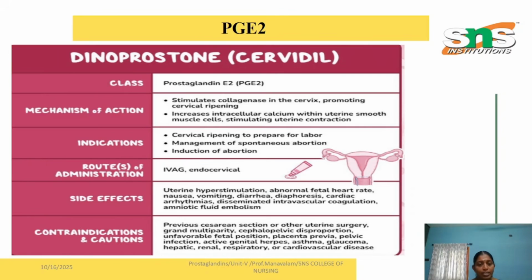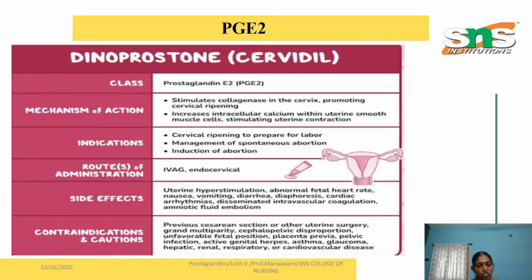In case of grand multiparity, more than 4 or 5 deliveries the mother underwent, the muscle doesn't have that much power, so we should not administer it, as it can cause uterine rupture. Next is cephalopelvic disproportion and unfavorable fetal position. We should not administer because normal vaginal delivery is not possible in case of abnormal fetal position.